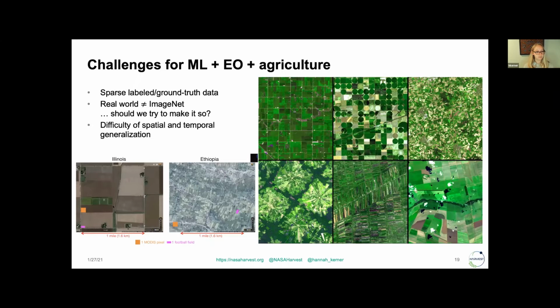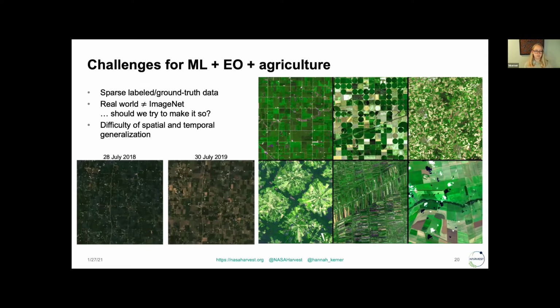We also have big challenges in spatial and temporal generalization. Agriculture looks extremely different in many different places in the world, not just in the spatial patterns, but in the sizes. Here I'm showing this little square the size of a football field is a tiny fragment of an Illinois field, but in Ethiopia, this same square covers a much larger number of fields. And we also have domain shifts between seasons where, for example, early or late planting will cause fields to look very different at the same time in the growing season.